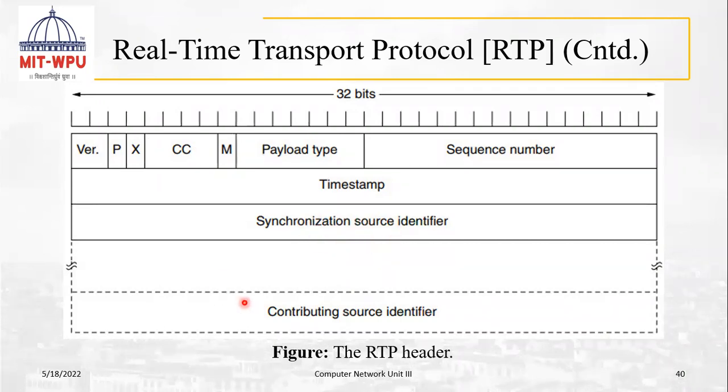So what kind of synchronization identifiers and contributing source identifiers are used? That message or that information has to be provided in the packet header. Okay, so this is what the RTP header is.